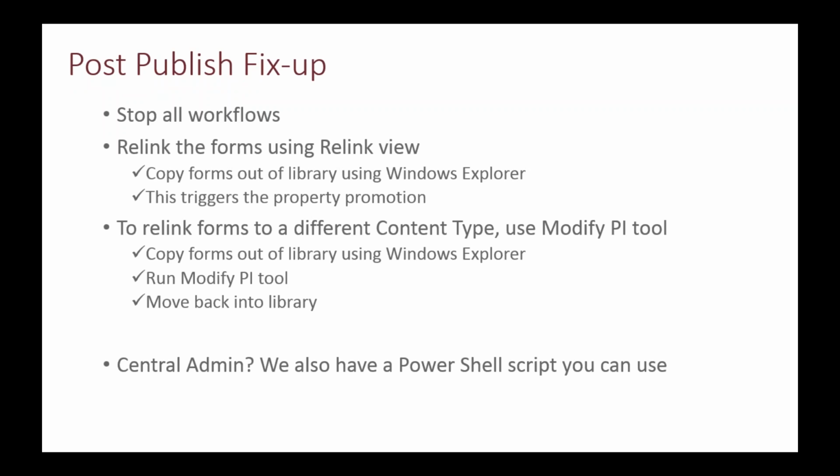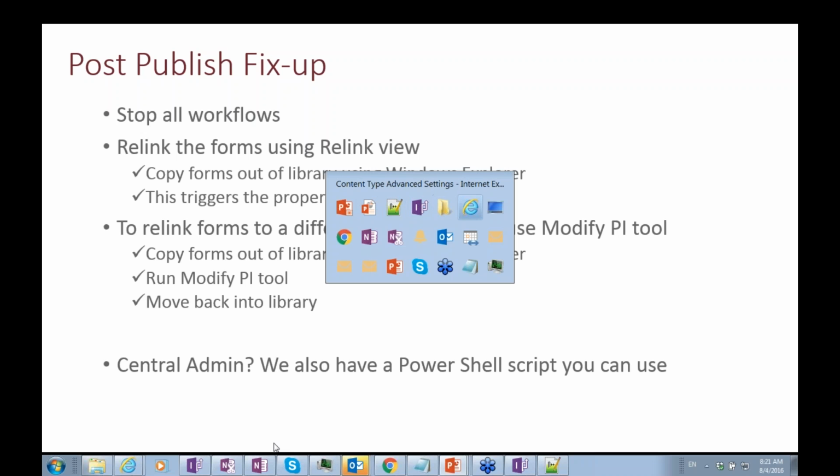Now, if you've got documents that you want to remap to the new site columns, in other words, we're going to take all that existing content and remap it, that makes sense if it's the same content type. Obviously, if it's a different content type, you don't want to do this, but you're going to want to turn off the workflows anyway as a first step. Next, if you can, we're going to look at the relink view in a second. Let's just take a quick look at the relink view.